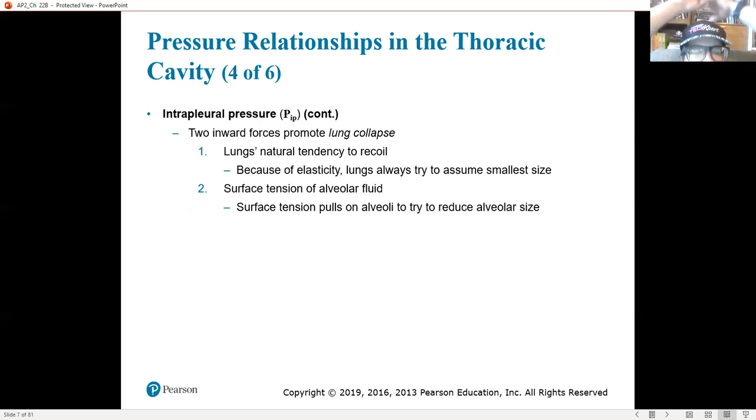So two forces tend to promote lung collapse. The lungs have all that elastic fiber and they want to recoil. They want to return to their normal size anyway.